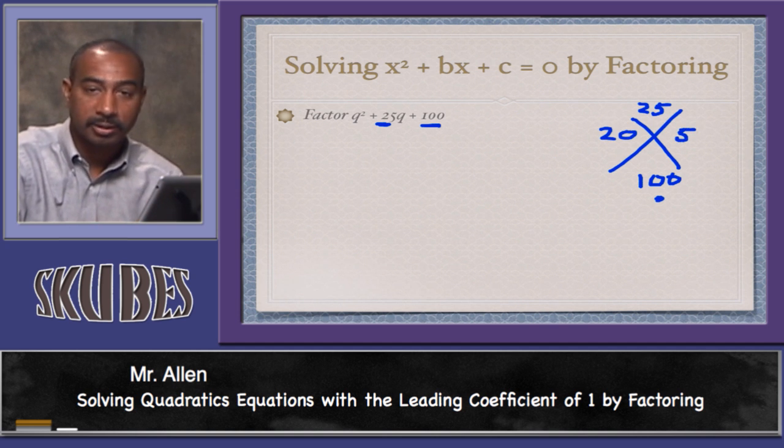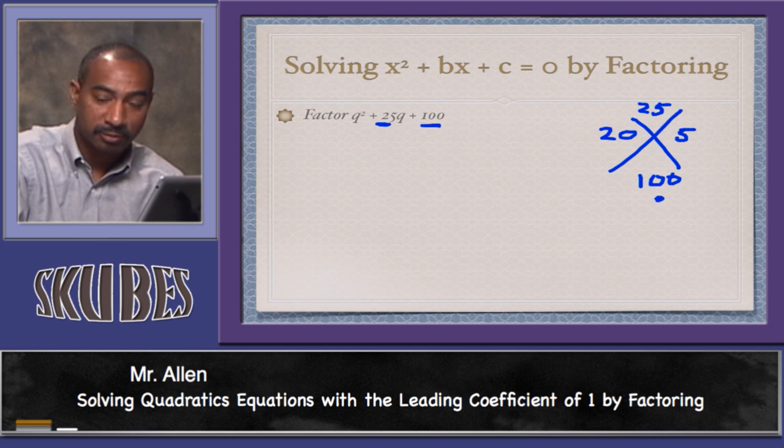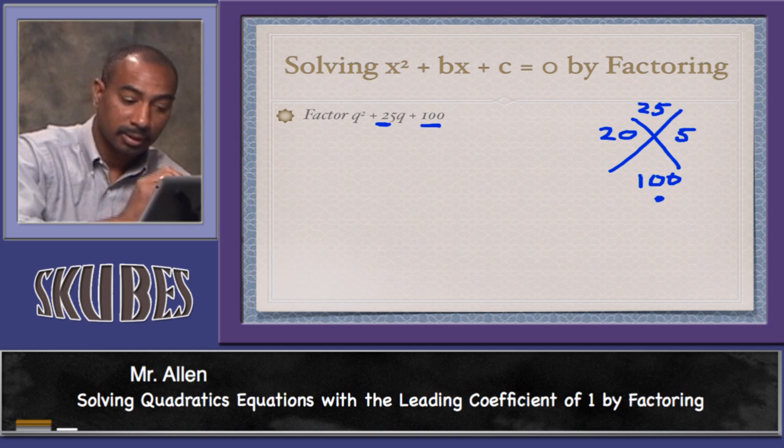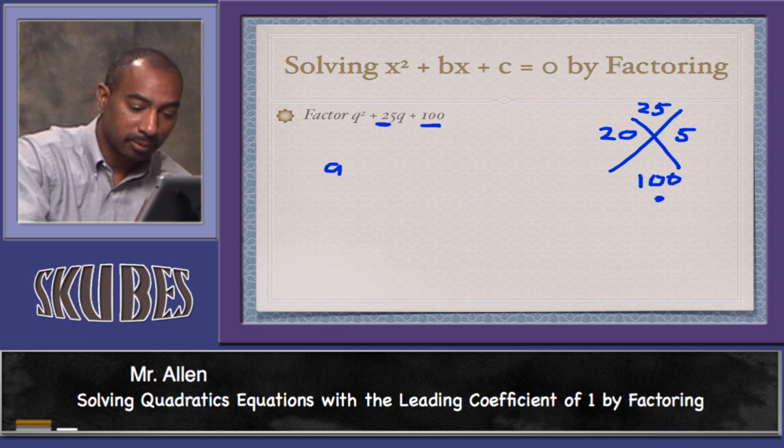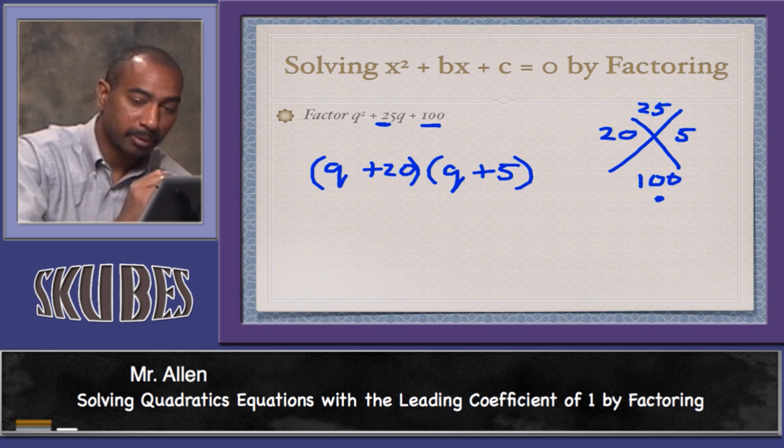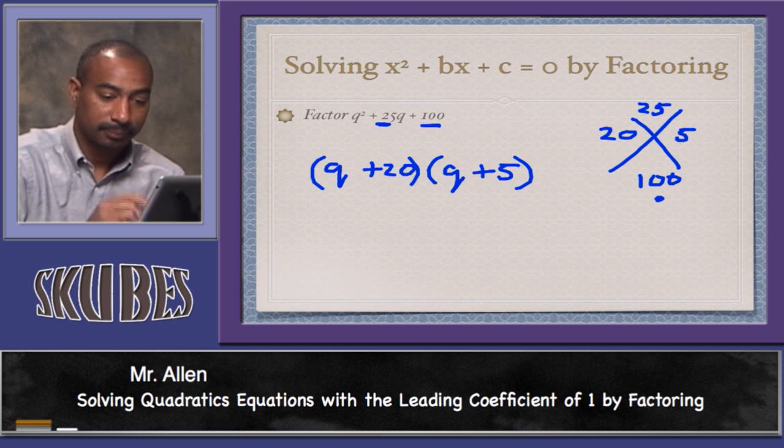Because 20 times 5 is 100, but if I add 20 plus 5, I get 25. So my two factors would be q plus 20 and q plus 5, because that multiplies back to that trinomial.